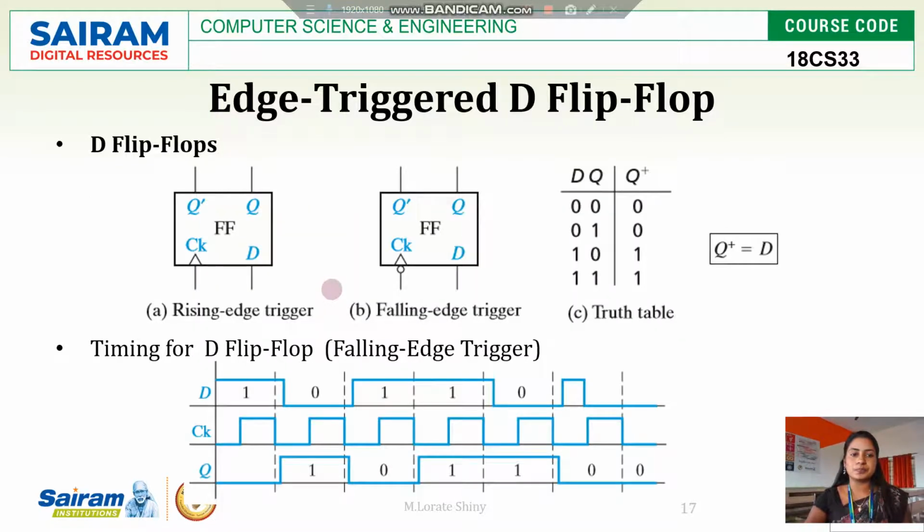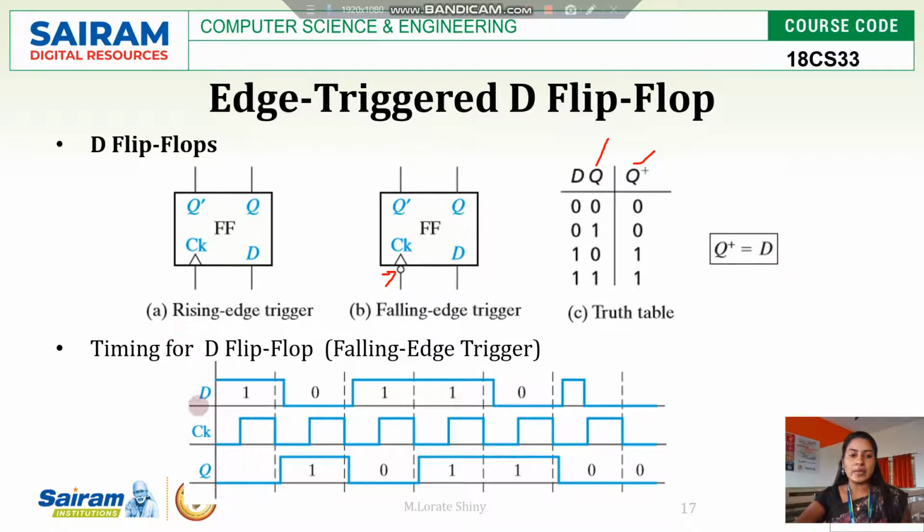Okay. So this is the symbol of the rising edge and falling edge trigger D flip flop. Rising edge means the clock is positive. Falling edge means the clock is negative. You can see here the clock is negative. And truth table: D is 0, Q is also 0. D is 1, Q is 1. Okay, this is the previous output, this is the current output. So in short, we can say Q is equal to D.